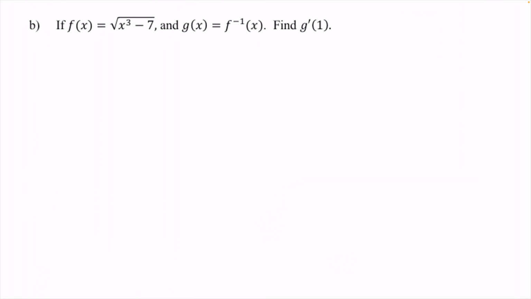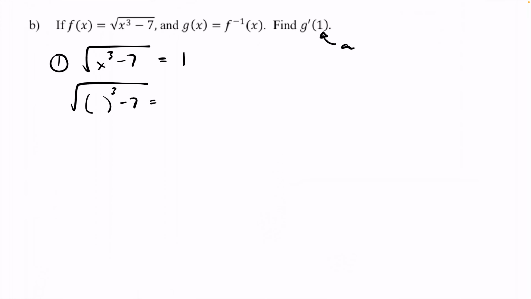Okay? So first step here. First step is set this guy equal to a, the a term, right? This is the a term here. So what number would I plug in for x that would give me 1 as an answer? Let's see, 2 cubed is 8. 2 cubed is 8 minus 7 is 1. The square root of 1 is 1. Yep. So x equals 2.